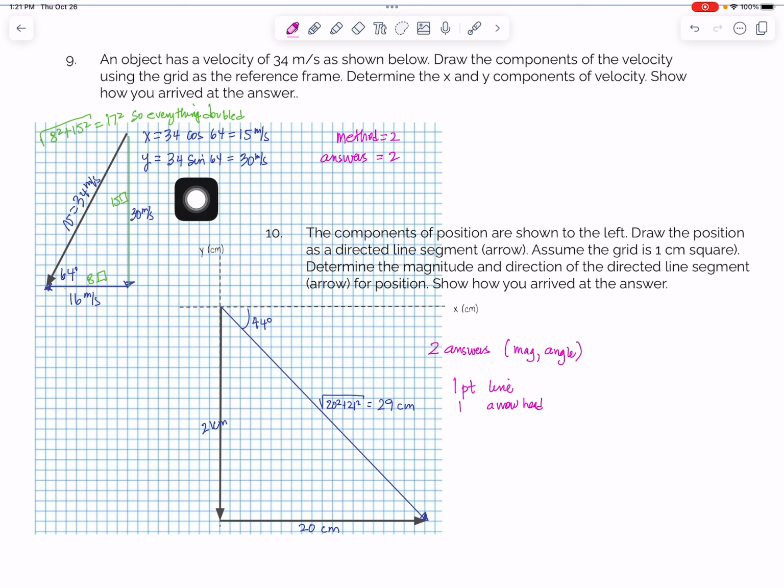An alternate method is to just use trigonometry. You can measure this angle with a protractor at 64 degrees and then use trig functions to get 15 and 30. So either method was fine.